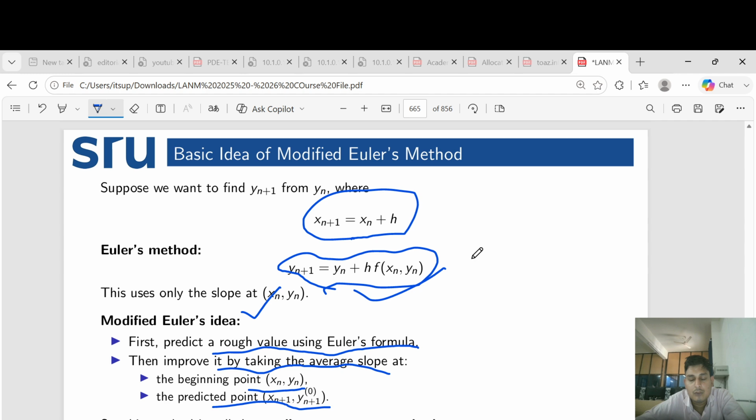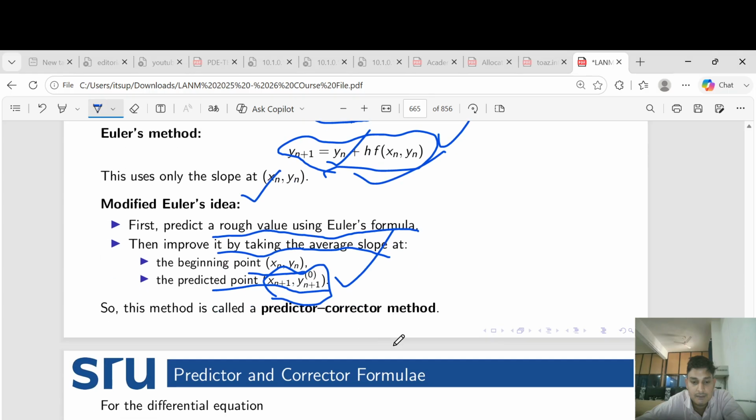So what's the basic idea of modified Euler's method? First you use Euler's method, y(n+1) = yn + h f(xn, yn). After that you evaluate the point y(n+1) at 0. So in each step, first you apply this formula, after that you apply the modified Euler's method.